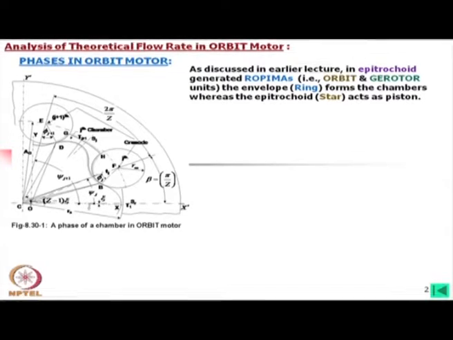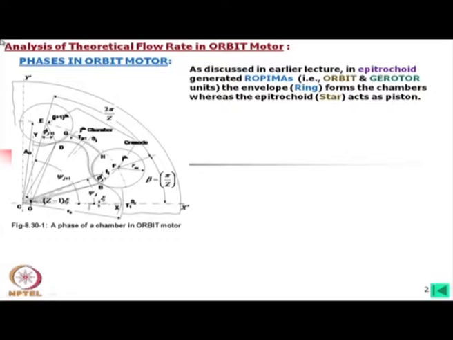In this lecture, I shall show how to estimate the geometric volume of a chamber and then the swept volume, and how to find out the volume displacement rate with the shaft rotation. As discussed earlier, in the epitrochoid generated ropimas, that is rotary piston machines, orbit and gyratory units, the envelope ring forms the chambers, whereas the epitrochoid star acts as a piston.